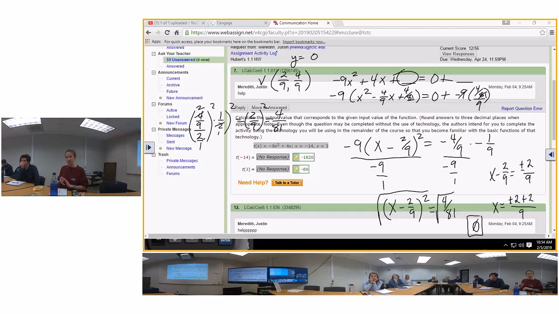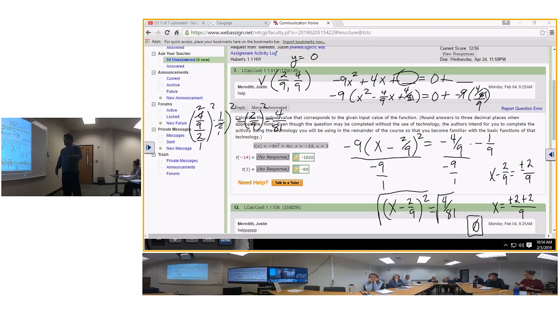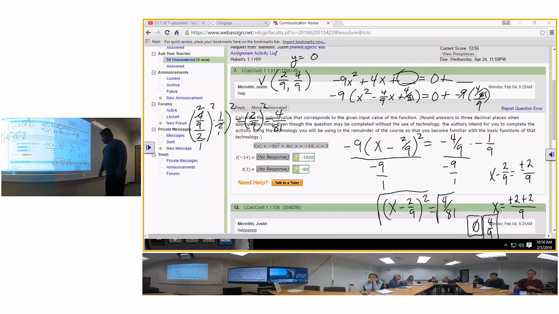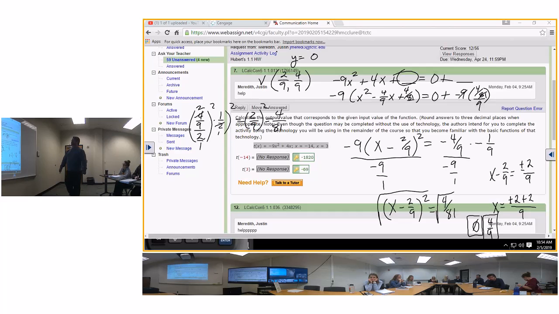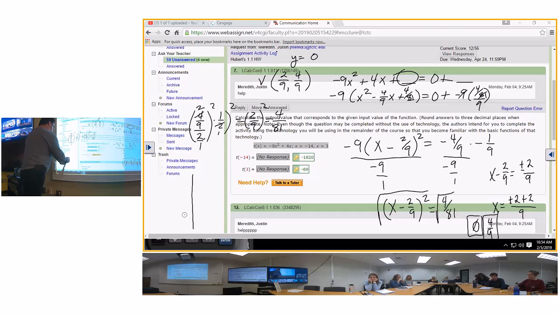What is positive 2 plus 2 over 9? 4/9, which is pretty much our vertex. So let's draw this thing. Now you'll be able to see what they're asking, or you might not. You may have to plug and chug. But the main thing is you know how to complete the square.